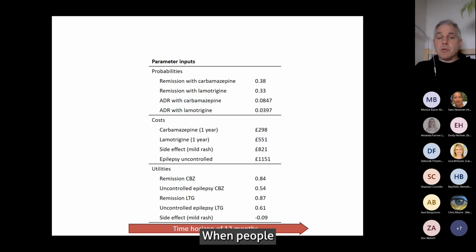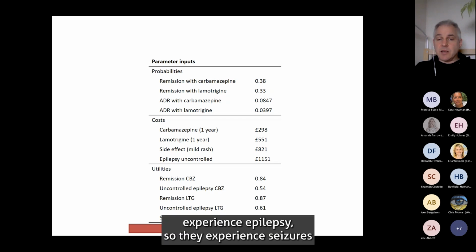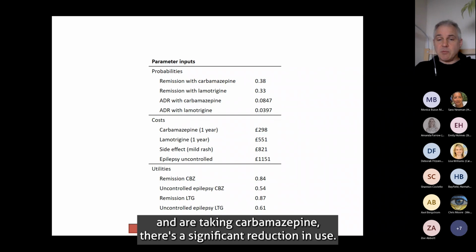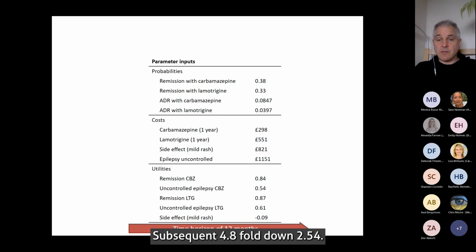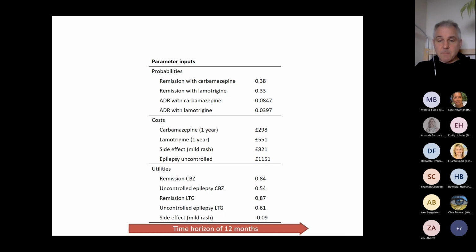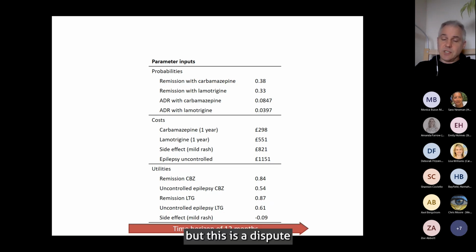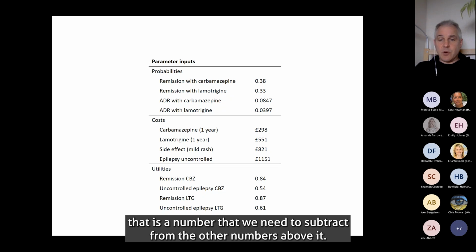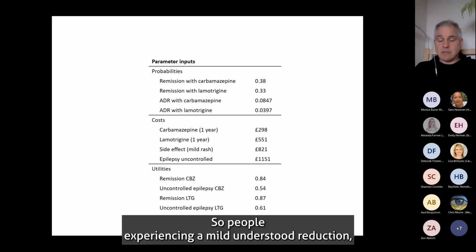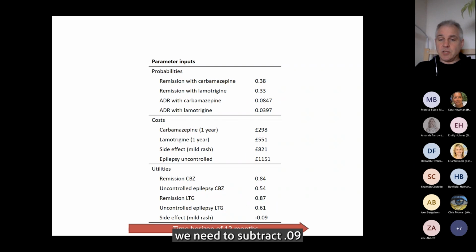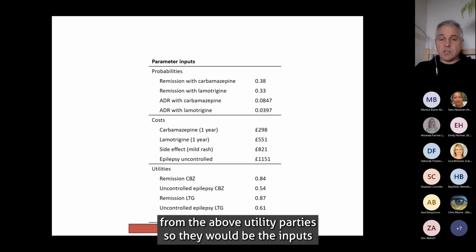When people experience epilepsy, so they experience seizures and are taking carbamazepine, there's a significant reduction in utility going from 0.84 down to 0.54. And similarly, there's a reduction for those being prescribed lamotrigine who do not have sufficient disease control. There's also a disutility. This isn't a state worse than death, but this is a disutility. It's a number that we need to subtract from the other numbers above it. So for people experiencing a mild adverse drug reaction, we need to subtract 0.09 from the above utility values.